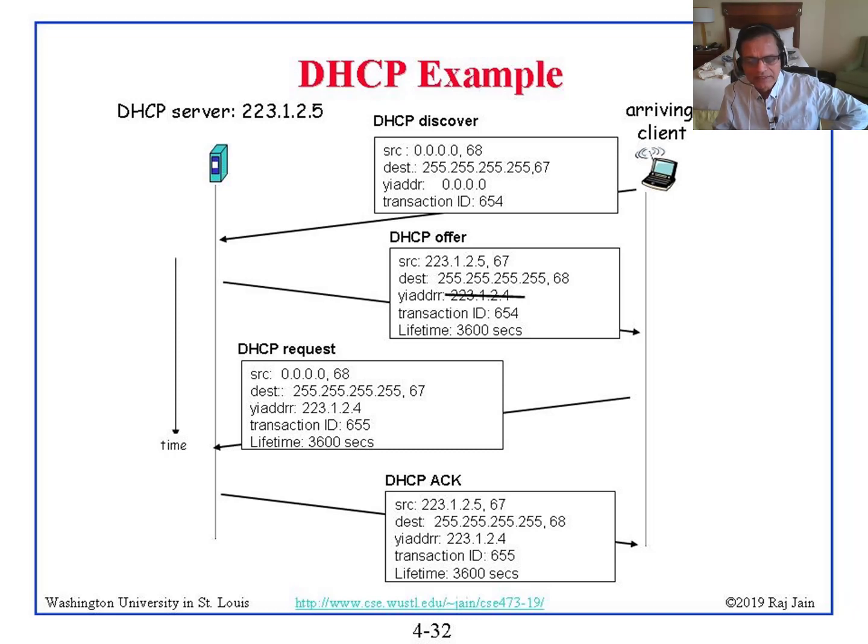Now the thing is, this is the address that it wants, and that may be because it had that address before and it wants to keep it, but it may not be the same address that is returned to you. Okay, so that is the DHCP. It's a very simple protocol basically.